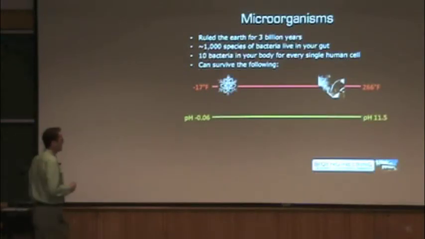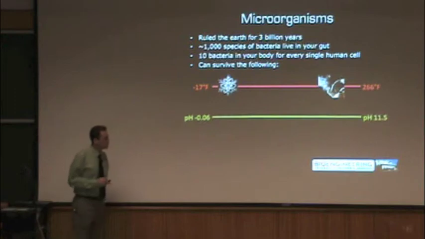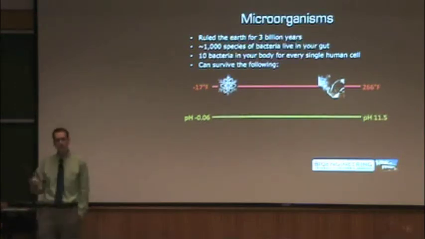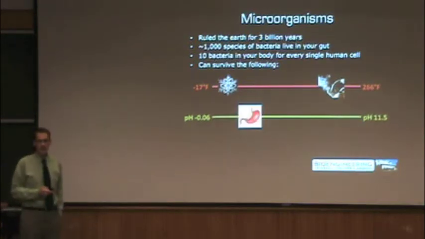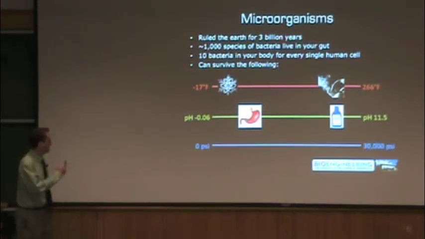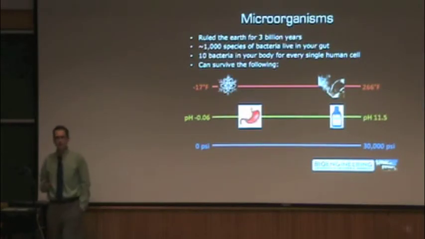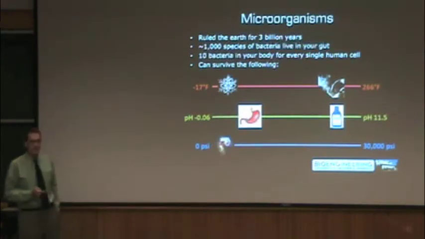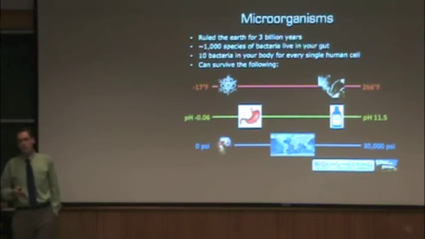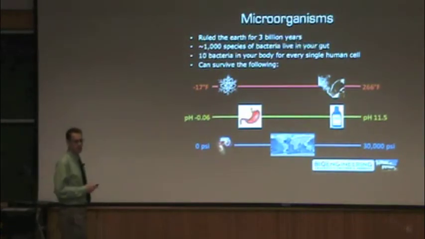They're capable of withstanding pHs of minus 0.06 to pH 11.5. Again, for perspective, that's stomach acid, that's milk of magnesia. And they're capable of surviving pressures from 0 to 30,000 psi. On one side, you've got the vacuum of space, and right in the middle there, you have the pressure at the very deepest point in the oceans.